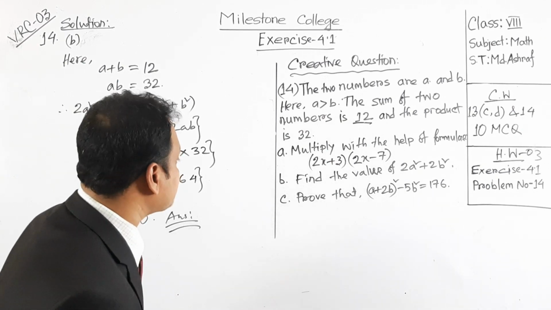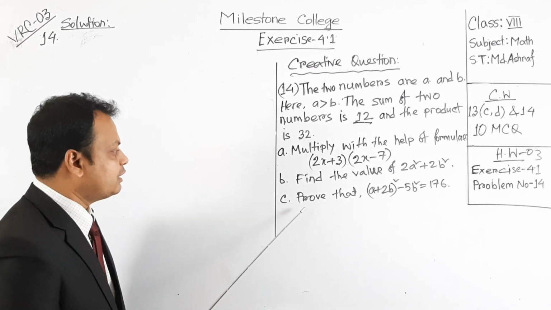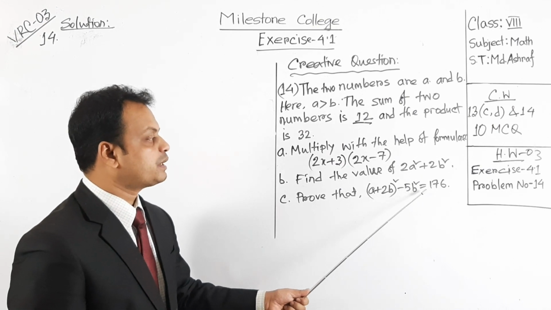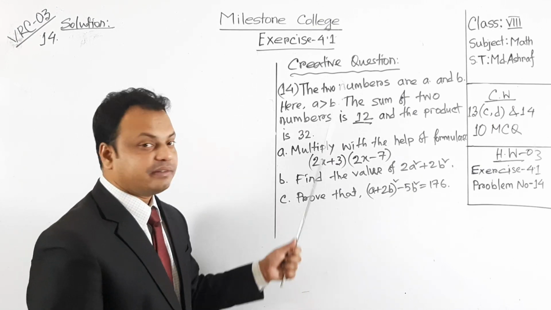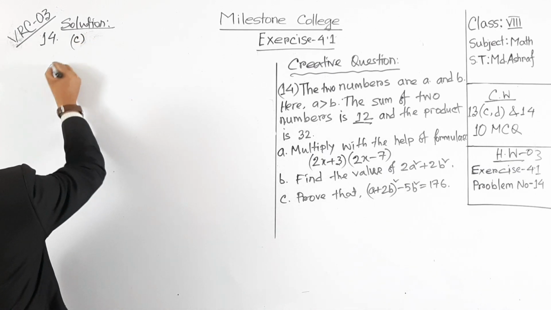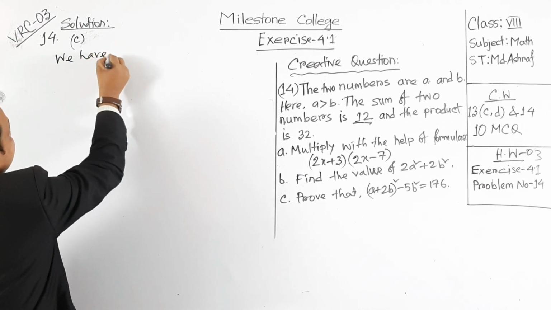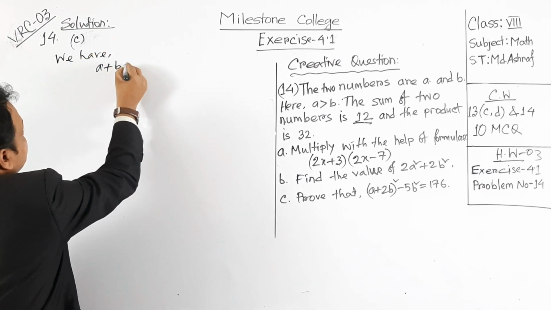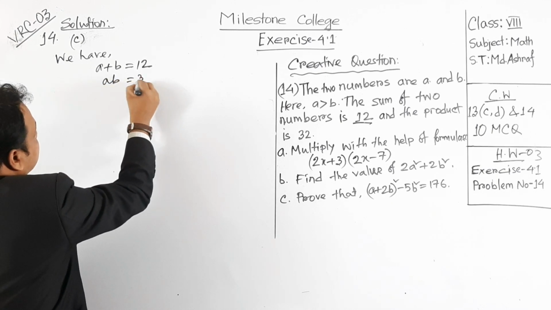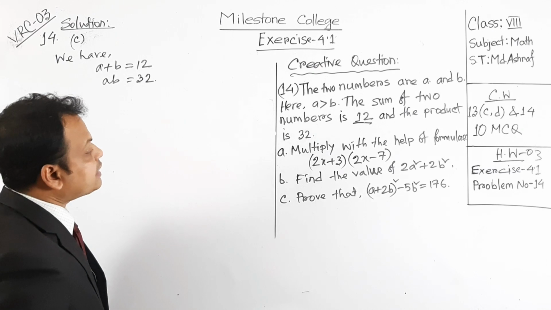Okay, now do the last one, C number. C number question: prove that a plus 2b whole square minus 5b square equals 176, from the given step. Write the solution. We have a plus b equals 12, and ab equals 32.